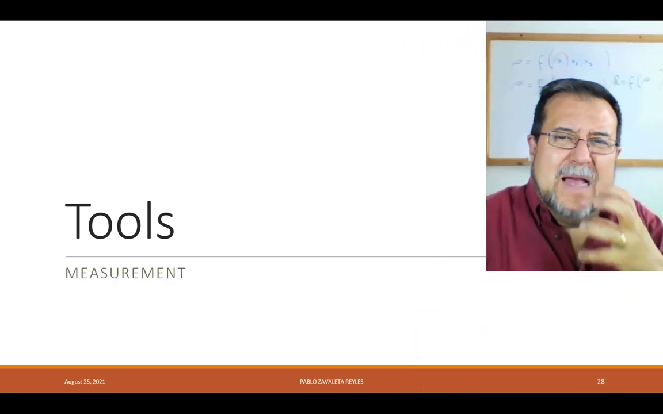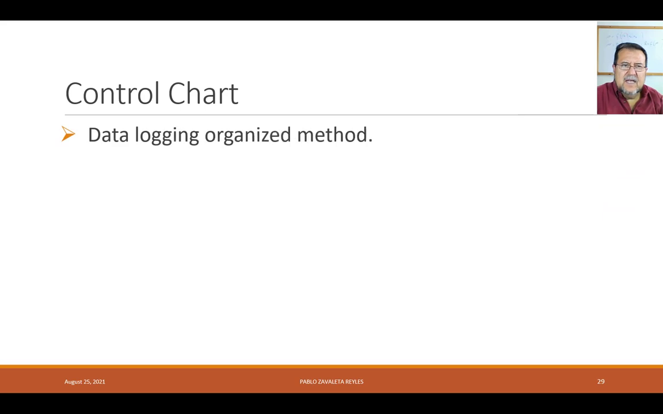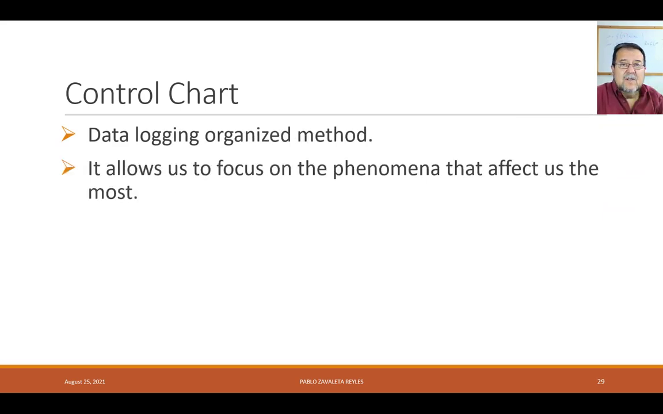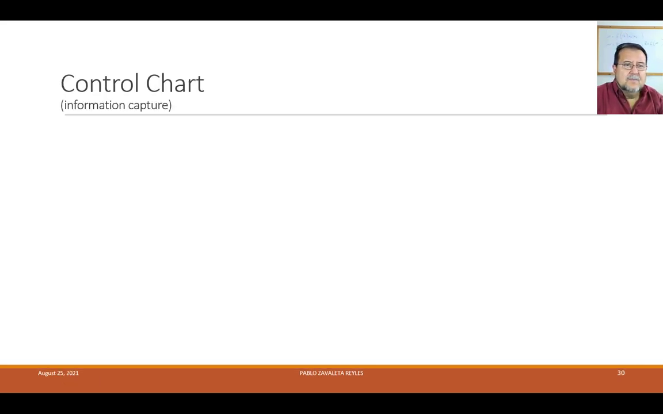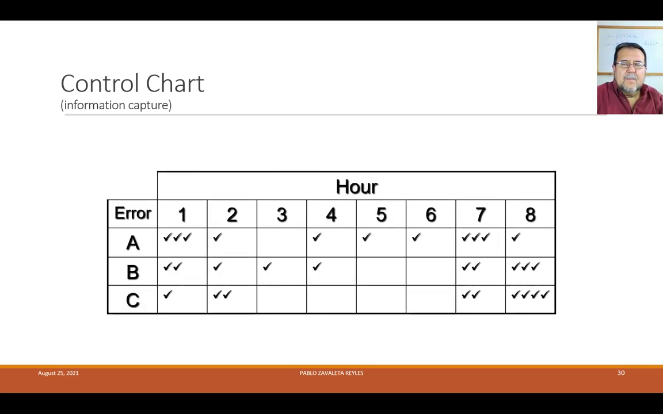Now, how do we measure? Okay, let's start with the control chart. That is a data logging organized method that allows us to focus on the phenomena that affects us the most. For example, here we have 3 machines, and in these machines an error presents itself depending on the hour.